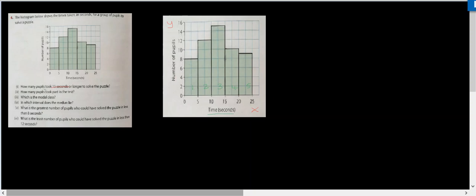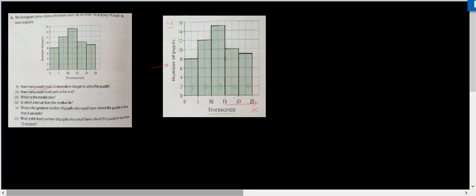What it's asking us to do is, how many pupils took 15 seconds or longer to solve the puzzle? So we want to include everything after 15 seconds. We've got 15 seconds here, so everything from here on in is included. It's asking for the number of pupils, so we read the number of pupils off the vertical axis.